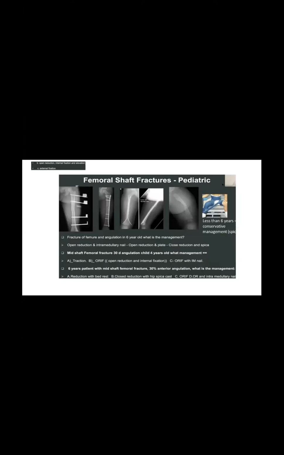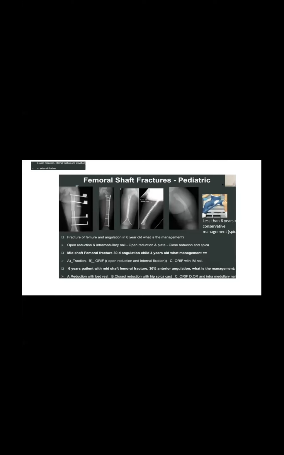Okay, there are three questions in this scenario, and the three questions are very important. I want to discuss what they ask rather than have my candidates perform. Fracture of femur with angulation in a 6-year-old: what is the management?